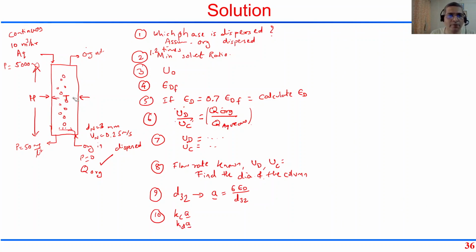Now we can take a differential balance. Dz, and with this differential balance we had solved the problem last time. Last time I had given you the values of kca and kda, but now that we can actually estimate the values of kca and kda, can we not calculate the height required?